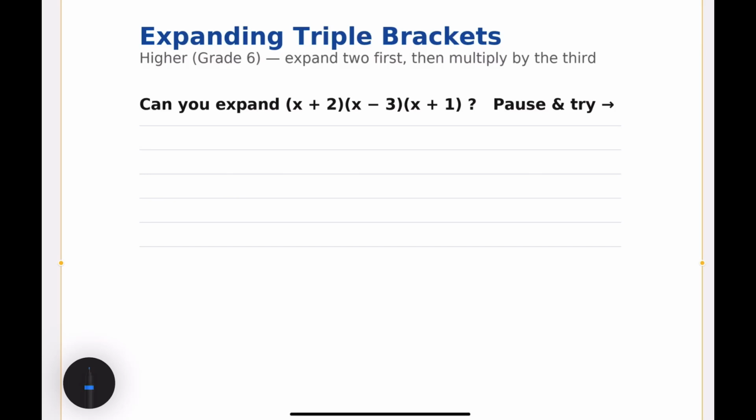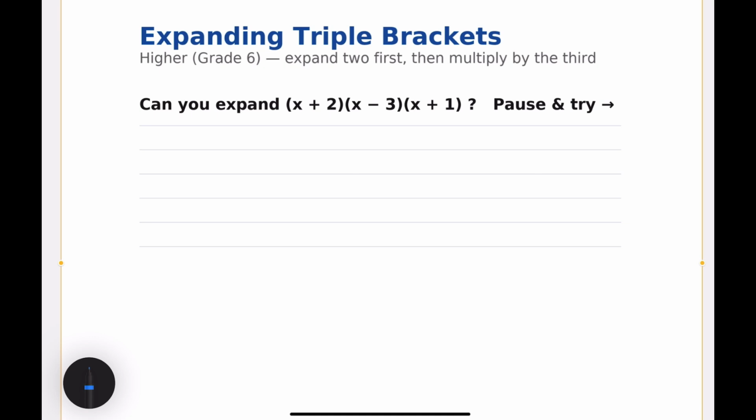So today I'm going to be going over expanding triple brackets. To be able to expand triple brackets, you need to know how to expand double brackets. So I'd recommend watching my video on double brackets first. I'll put the link in the description. So go check that out if you don't know how to do double brackets first.